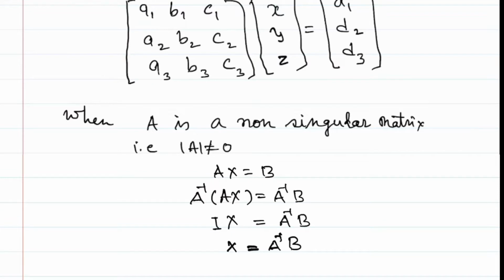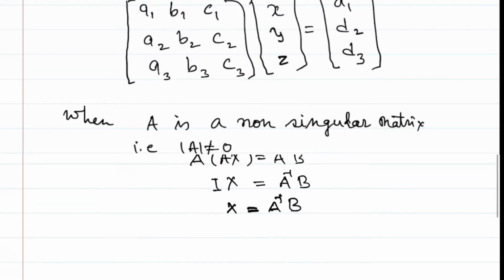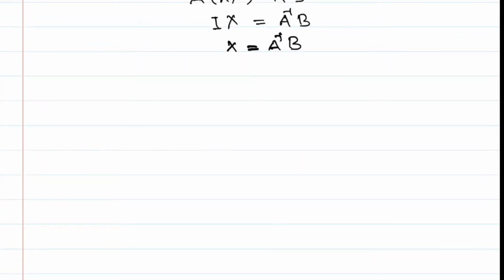This matrix equation provides the solution of this system of equations as A inverse is unique. So the product on the right side will be unique. Hence the solution will be unique.